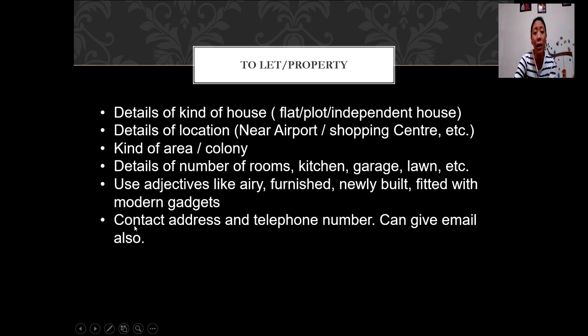And then the next one is contact address and telephone number. You can give an email address also. Most importantly, without a contact address or telephone number or email address, nobody would be able to contact you, and you may not get any tenants.